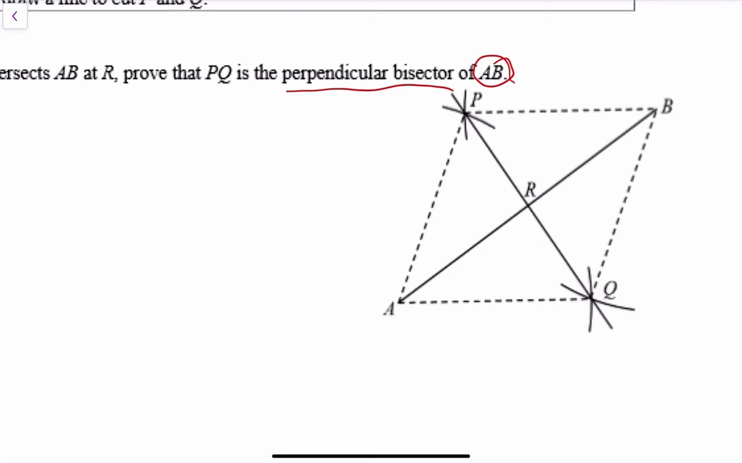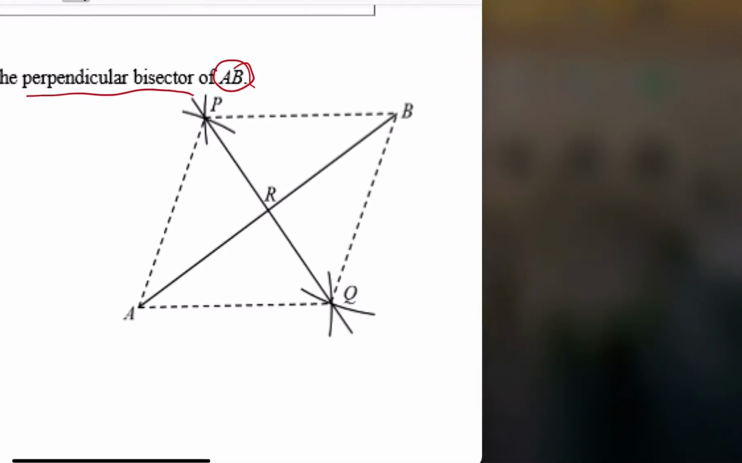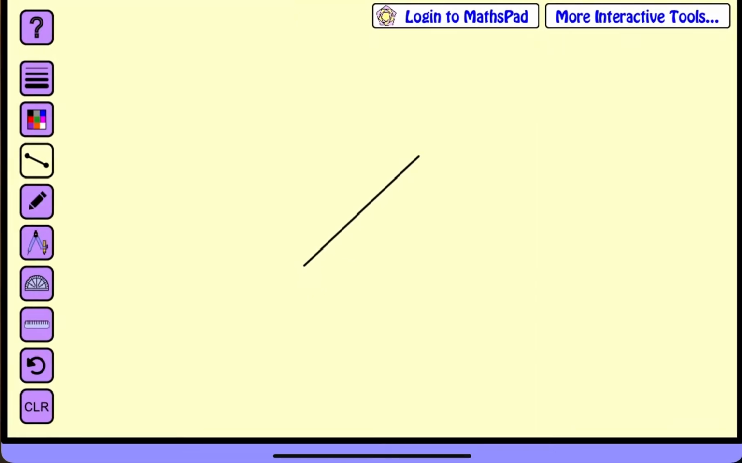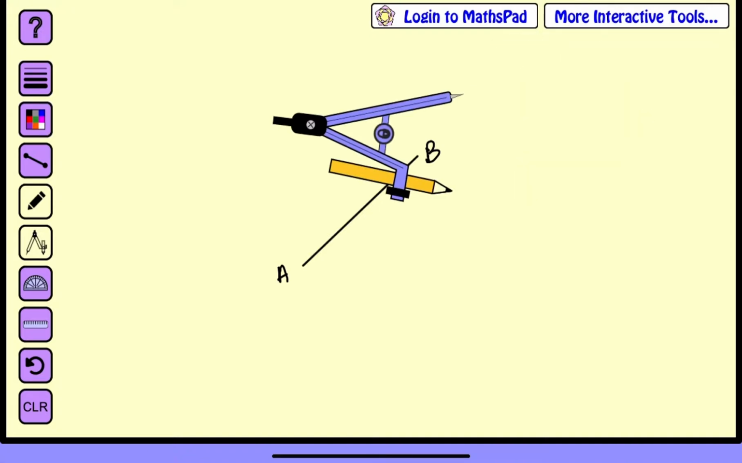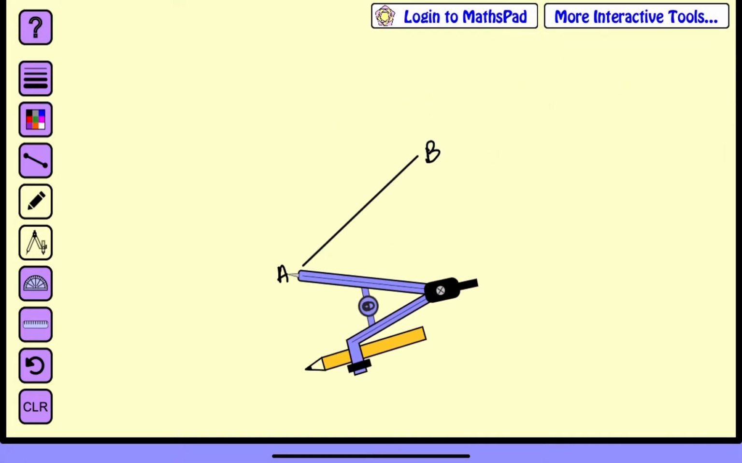I'm going to go through it together with you now, on how it was constructed in the first place. So let's look at the screen. Here is my PQ. Here is my AB. How did I construct the perpendicular bisector? Let us take a look.